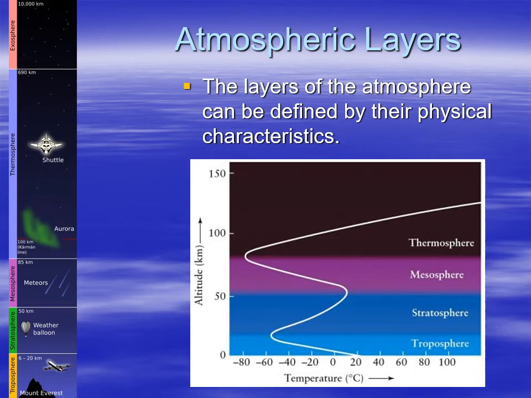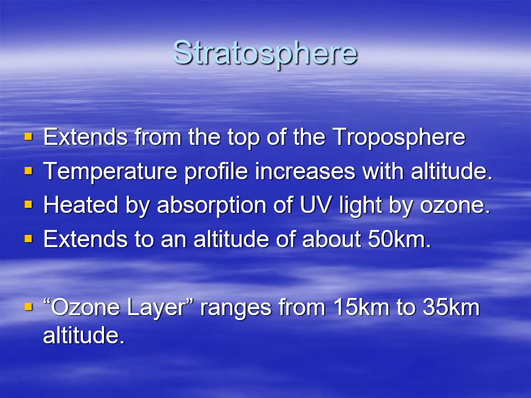The troposphere is the lowest level of the atmosphere, but the next layer is the stratosphere. Now, what's going on here? This graphic shows you altitude on the y-axis and temperature on the x-axis. What you're seeing is that as you go higher, the temperature drops in the troposphere, and then all of a sudden it starts increasing in the stratosphere. That's how you define where the stratosphere starts: where the temperature starts increasing with altitude.